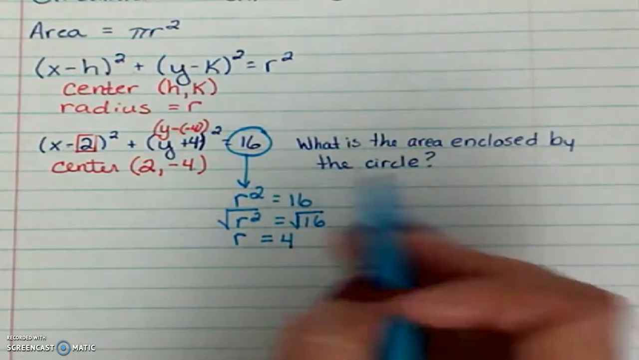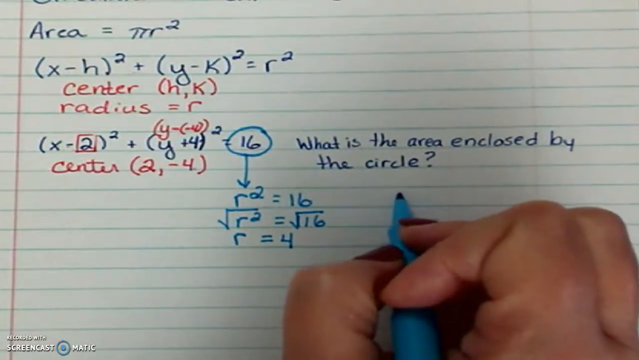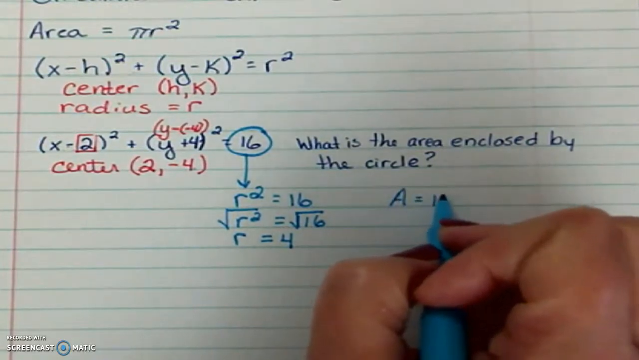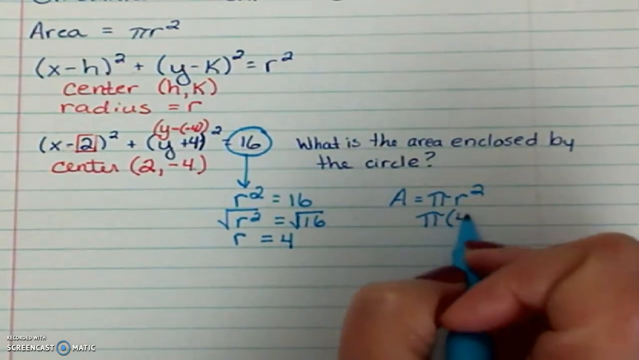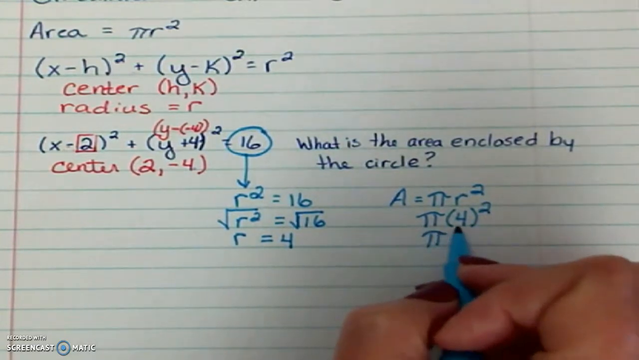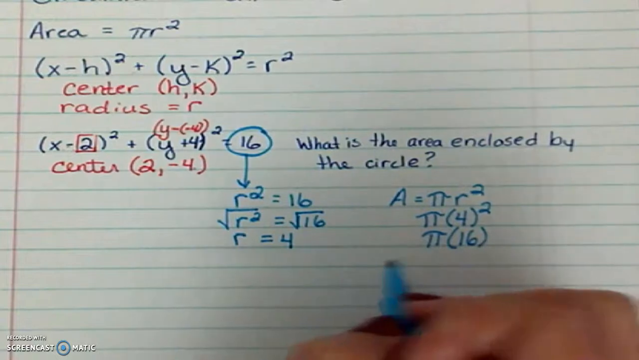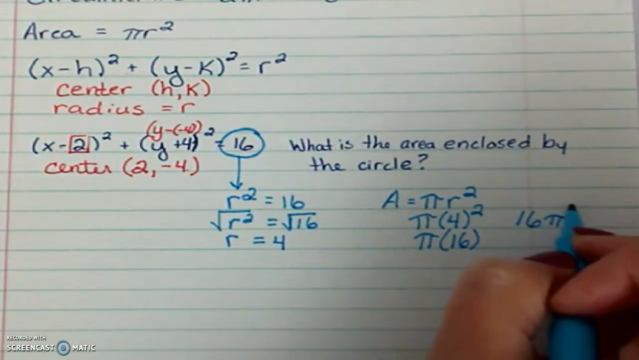So what is the area enclosed by the circle? The radius is going to be 4. So the area of a circle is equal to pi r squared. So you have pi times 4 squared, and 4 squared is 16. So your answer is 16 pi. That's the area of the circle.